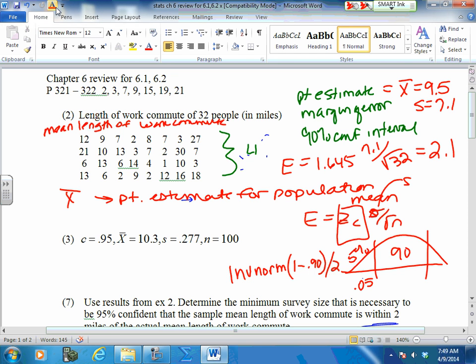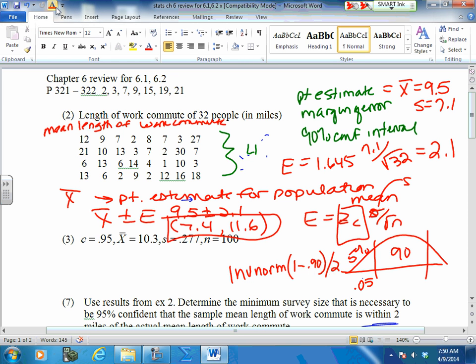Now, you build your confidence interval like this, whether it's a Z or a T, and I need to see the whole thing worked out. 9.5 plus or minus 2.1. I need you to subtract this, and I need you to add this. So here's your interval.